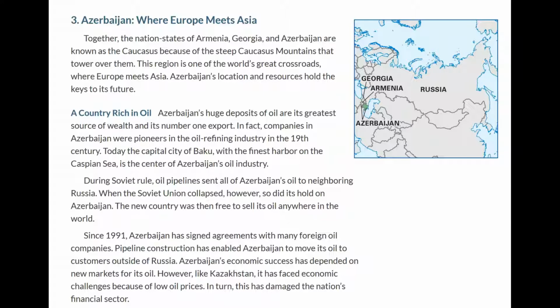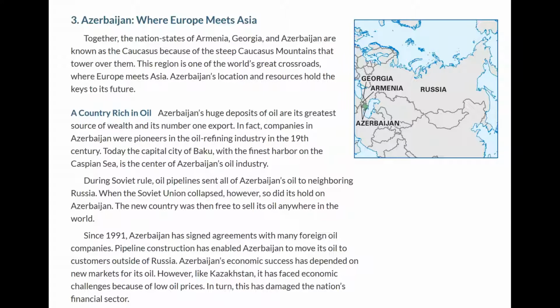Azerbaijan's huge deposits of oil are its greatest source of wealth and its number one export. In fact, companies in Azerbaijan were pioneers in the oil refining industry in the 19th century. Today, the capital city of Baku, with its finest harbor on the Caspian Sea, is the center of Azerbaijan's oil industry. During Soviet rule, oil pipelines sent all of Azerbaijan's oil to neighboring Russia.